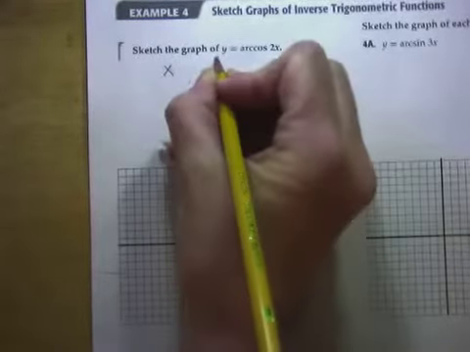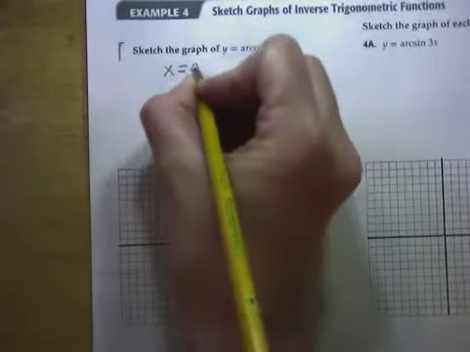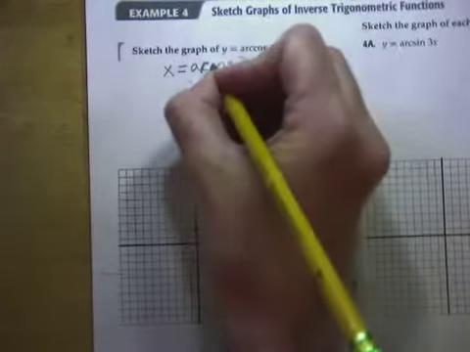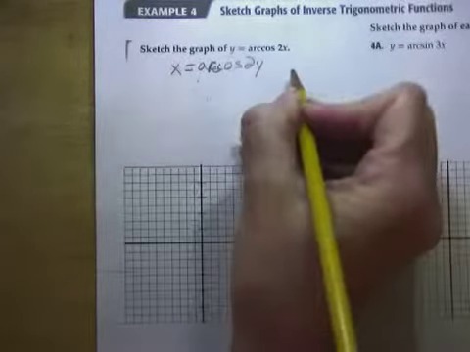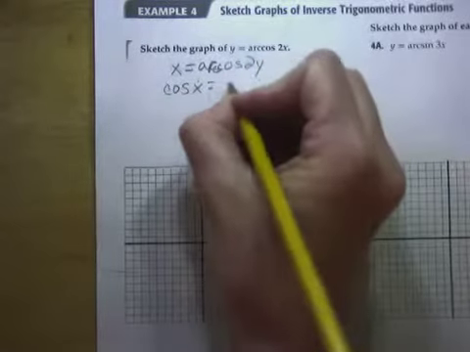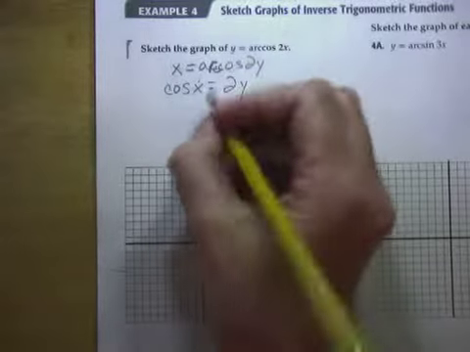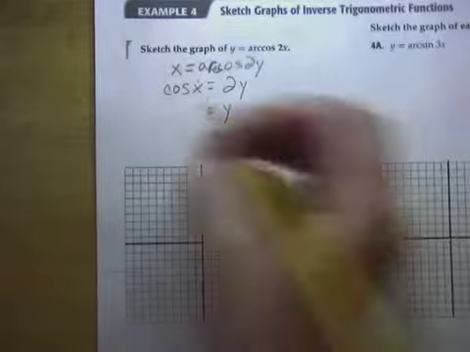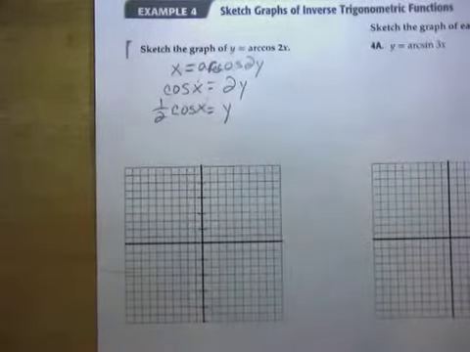In order to take the inverse of this graph, remember you switch the x's and y's. So x would equal the arc cosine of 2y. And then I would want to get y by itself. Well, remember this equation is equivalent to the cosine of x equals 2y. So if I get y by itself, then I have y equals 1/2 the cosine of x.